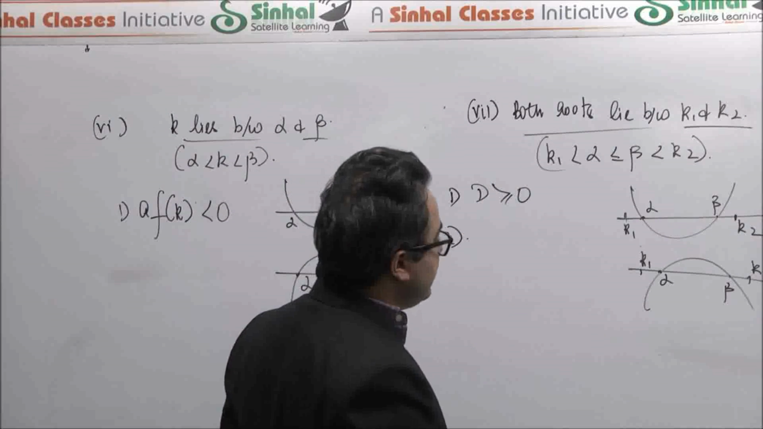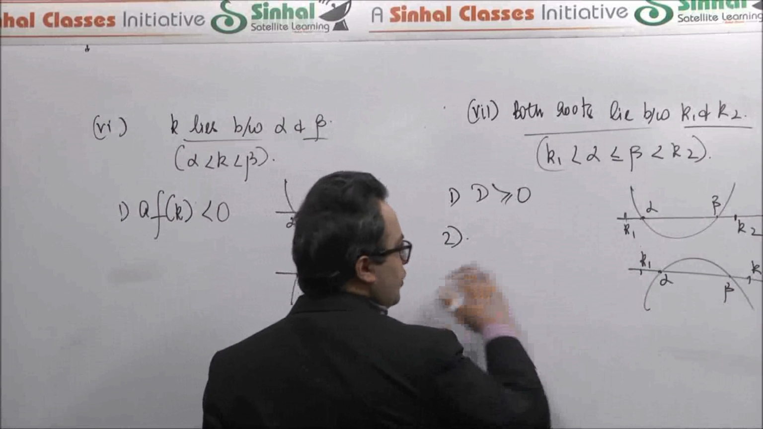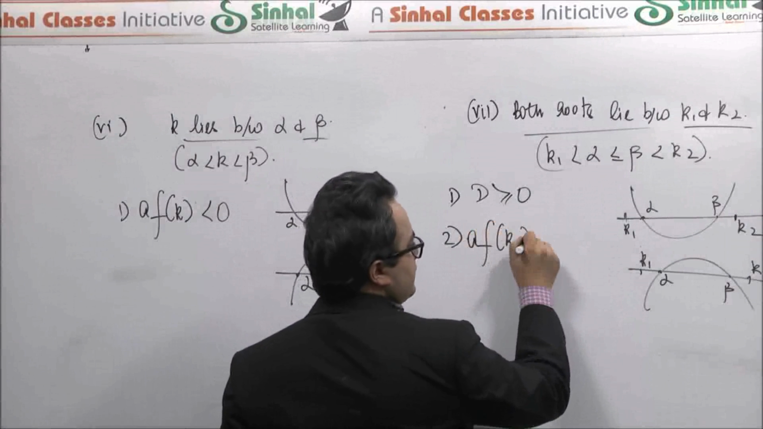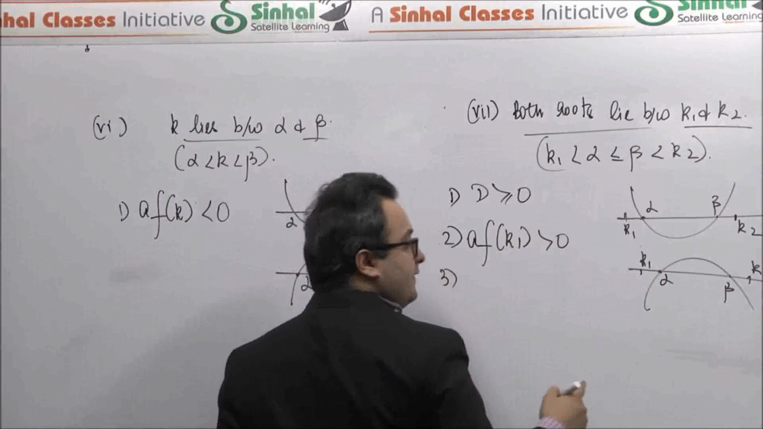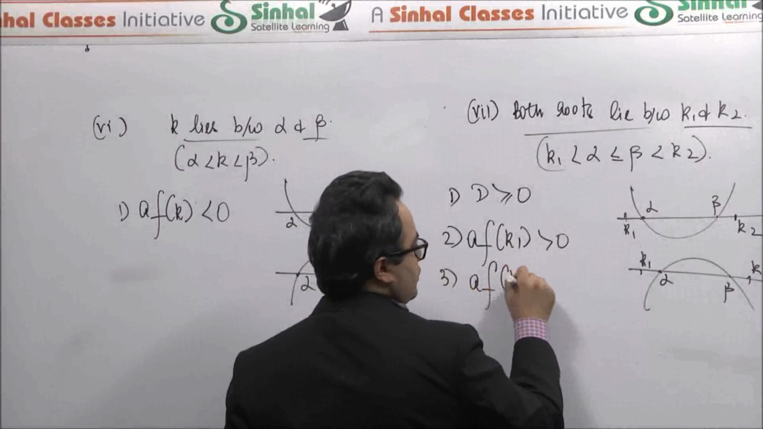Then k1 is a value which does not lie between the roots. So it is before alpha, it lies before alpha. So a times f of k1 should be positive. k2 is again a value which lies after beta. So a times f of k2 should also be positive.